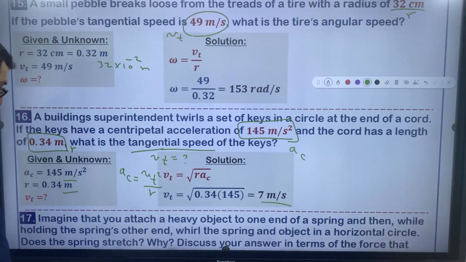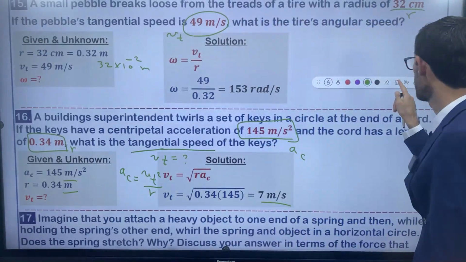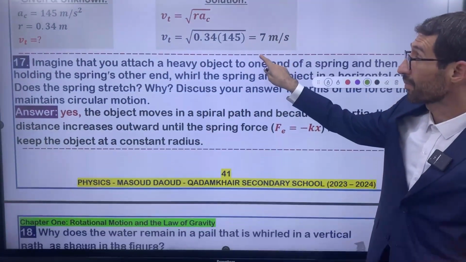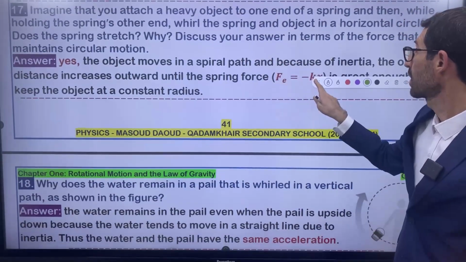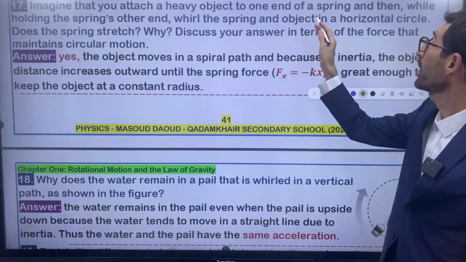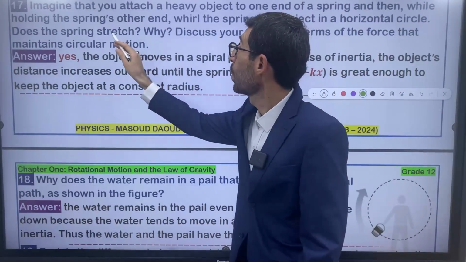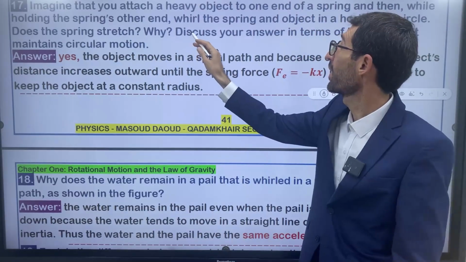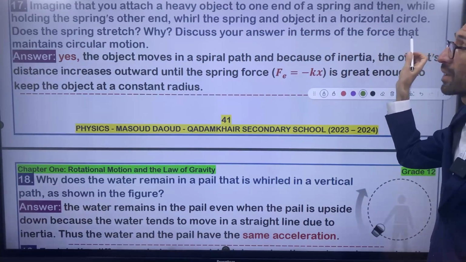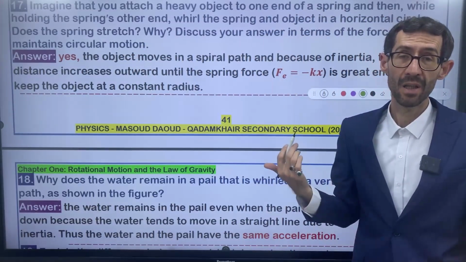That's it. Question 17. Let me read the question. It says, imagine that you attach a heavy object to one end of a spring, and then while holding the spring's other end, whirl the spring and object in a horizontal circle. Does the spring stretch or not? I give you a spring.